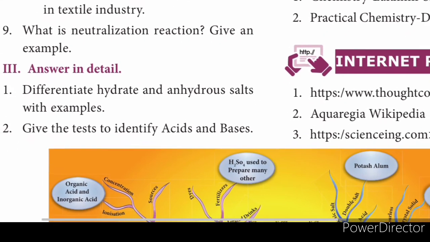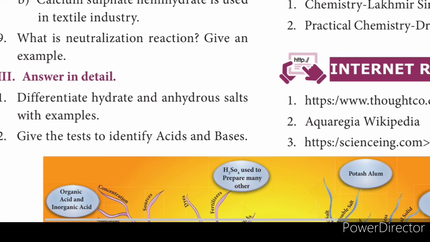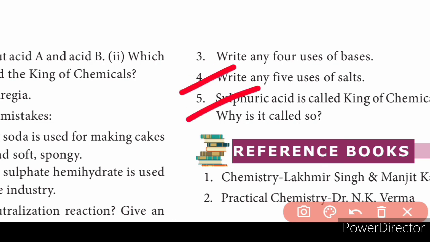Out of 5, I want you all to write the second question in your classwork: give the test to identify acids and bases. That is a very important question. Then write any 5 uses of bases, and any 5 uses of salts. Write the 4th question and 5th question. Okay, first question, 4th and 5th from answer in detail. Write any 5 uses of salts and sulfuric acid. 5th question: sulfuric acid is called the king of chemicals, why is it called so? So these are the important questions.